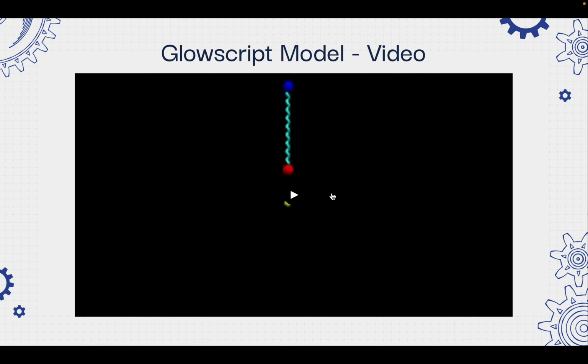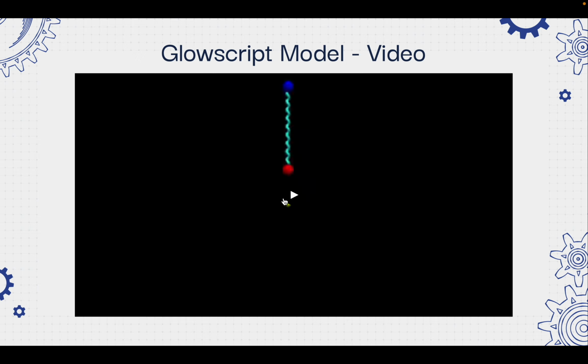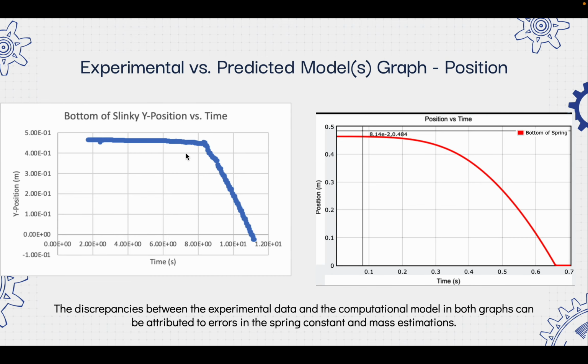So here we just have a video of the GlowScript model that I made. This models very closely with the actual experimental video. See, the top collapses in, and the bottom doesn't start really moving until the top hits it. And then here we have some data representing the position of the bottom of the Slinky.